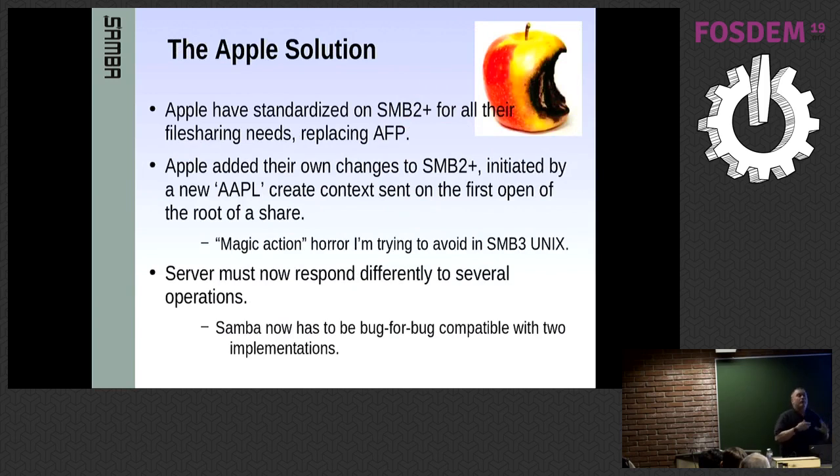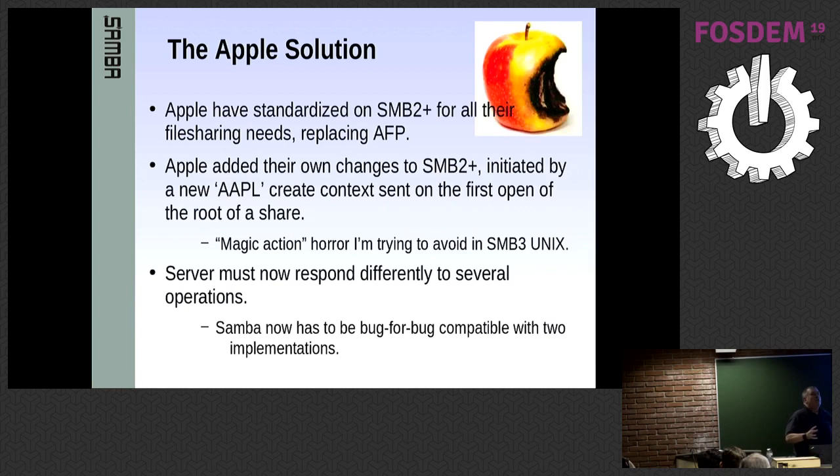So what did Apple do? Let's contrast the Apple approach. Apple standardized on SMB2 and above for all of their file sharing needs. They replaced their proprietary AFP file sharing protocol. But they kind of did it in a SMB1 Unix extension similar way. In other words, I think they made a real mess of it.